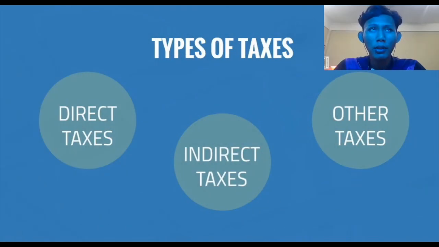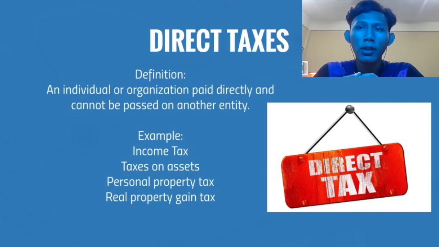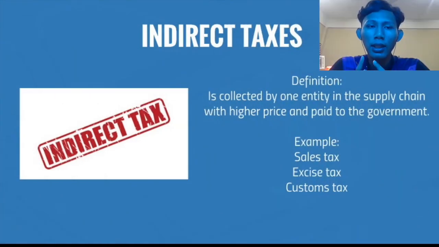Okay, next let's talk about types of tax. The types of tax can be divided into three. The first one is a direct tax. Direct tax is an individual or organisation paid directly and cannot be passed on to another entity. For example of the direct tax is income tax, tax of asset, personal property tax, and real property gain tax. The second one is an indirect tax.